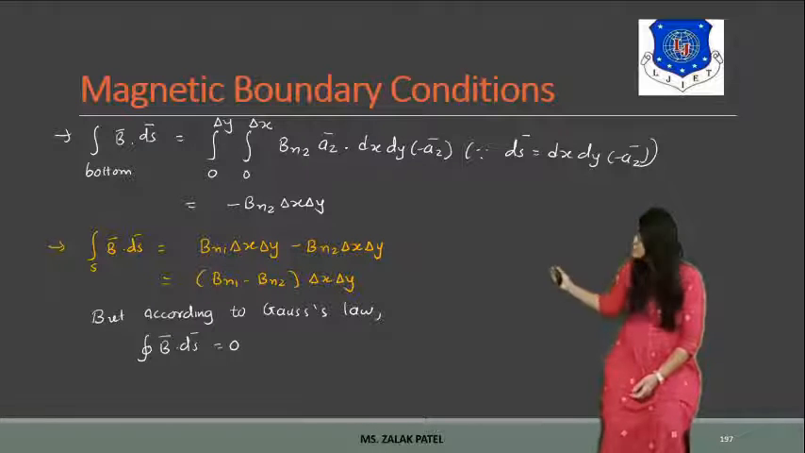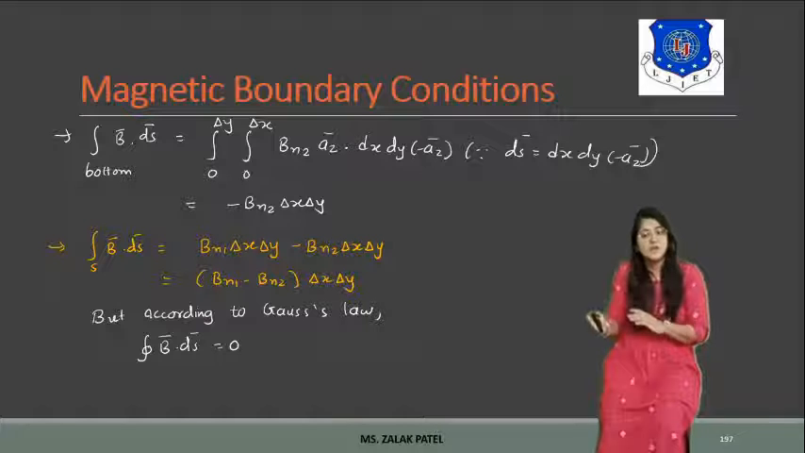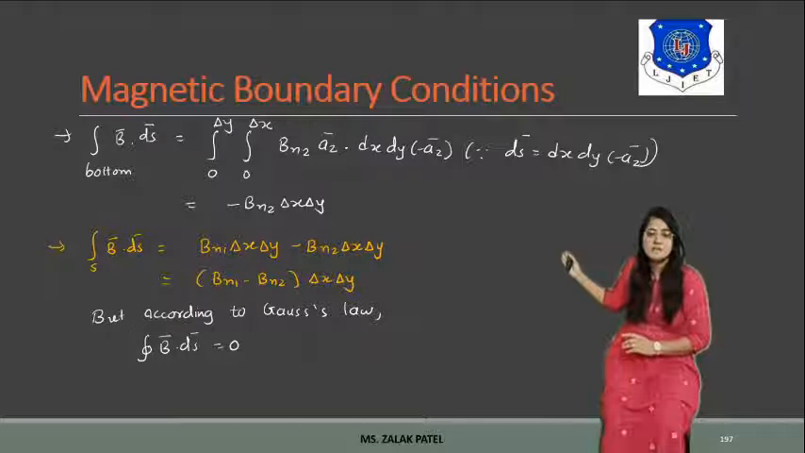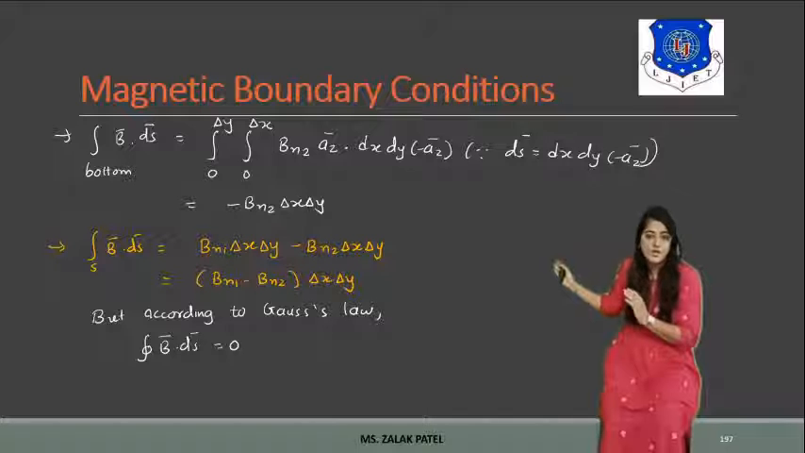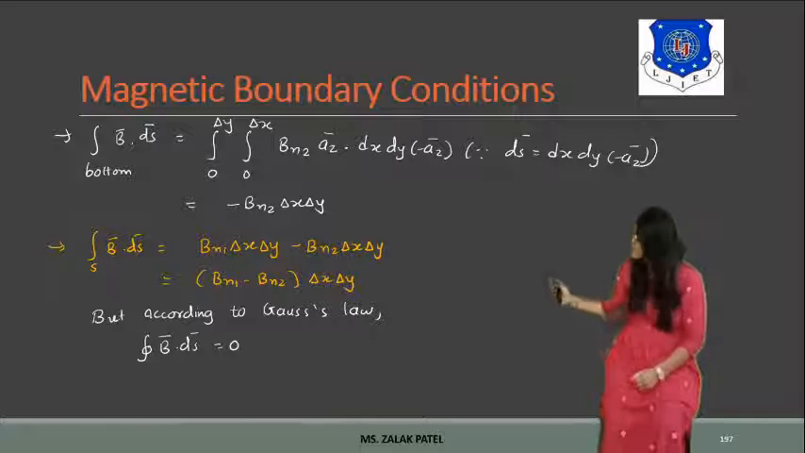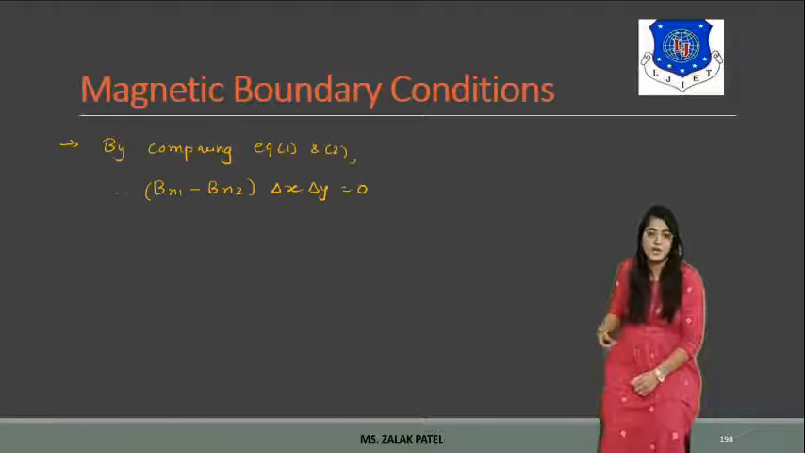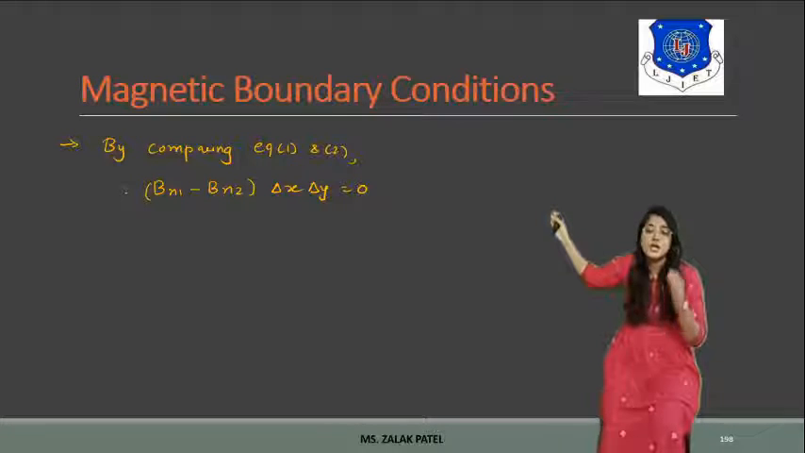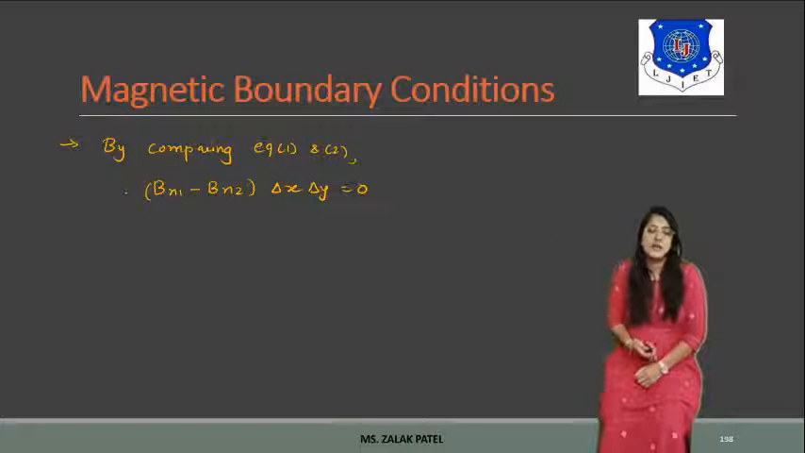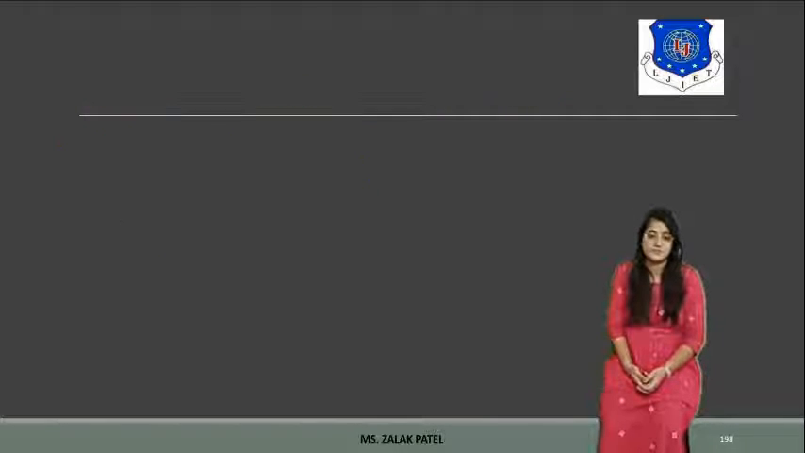Now this surface integration B·dS should be equal to 0 according to Gauss law for the magnetic field. Now, if the total integration of B·dS becomes 0, that means our equation (Bn1 minus Bn2) into delta x into delta y will also become 0. That means we can compare both of these normal components with each other. That means Bn1 will become equal to Bn2. Okay, like this. (Bn1 minus Bn2) into delta x delta y is equal to 0. So ultimately it will become Bn1 equal to Bn2. So this is the normal component boundary condition for the magnetic field.